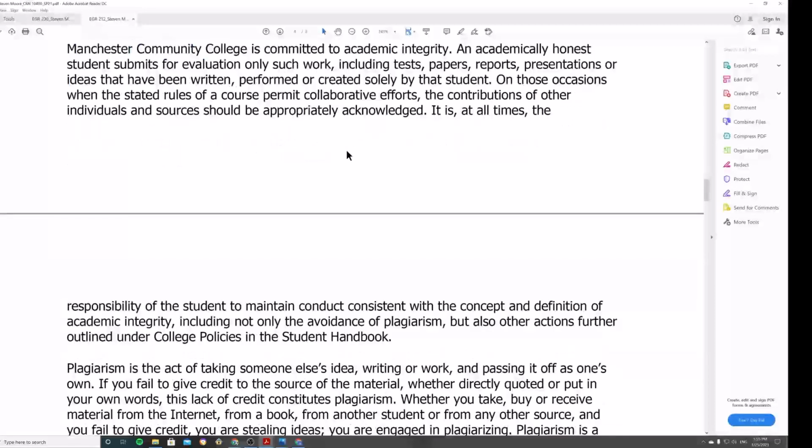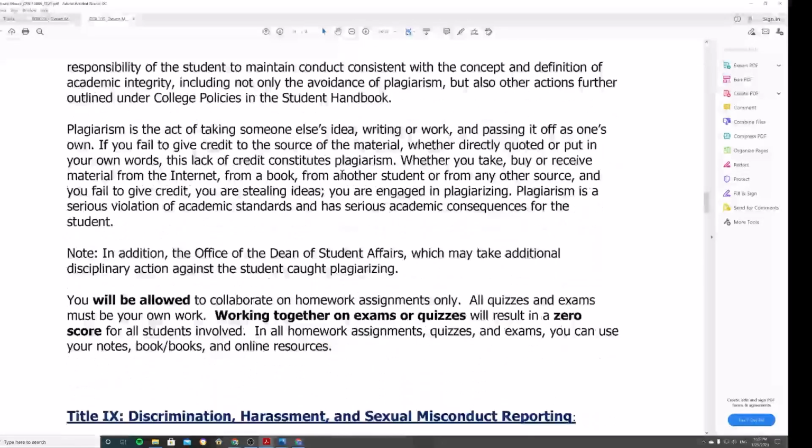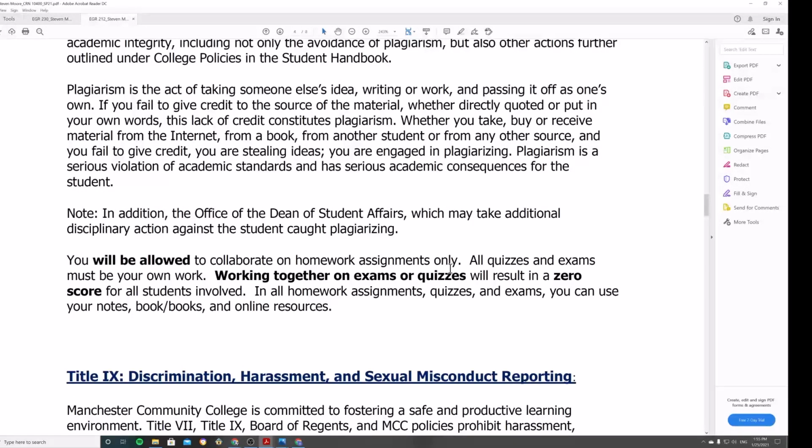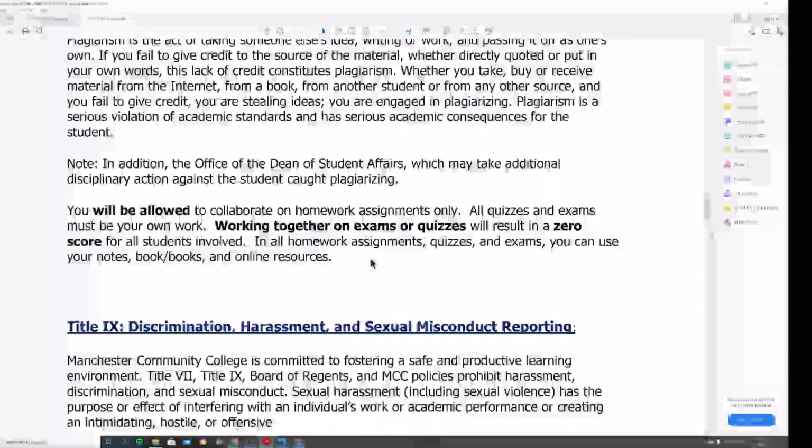Okay. Academic integrity. So, homework assignments, no problem. You can collaborate on homework assignments. Just don't work with anyone else on the exams or quizzes. Okay. And then we should be good.